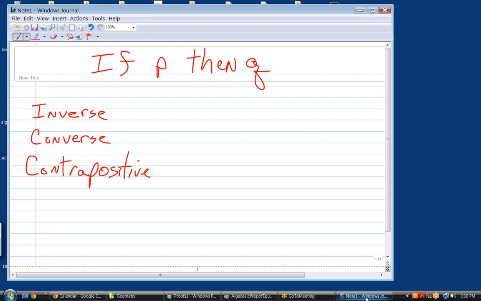If P then Q, what is the inverse of that? If not P, then not Q. Here's the clue. The word con means not. So those two are the ones that have not in them. Okay. Which means inverse does not have not. So what's the only thing it could be? If Q, then P.